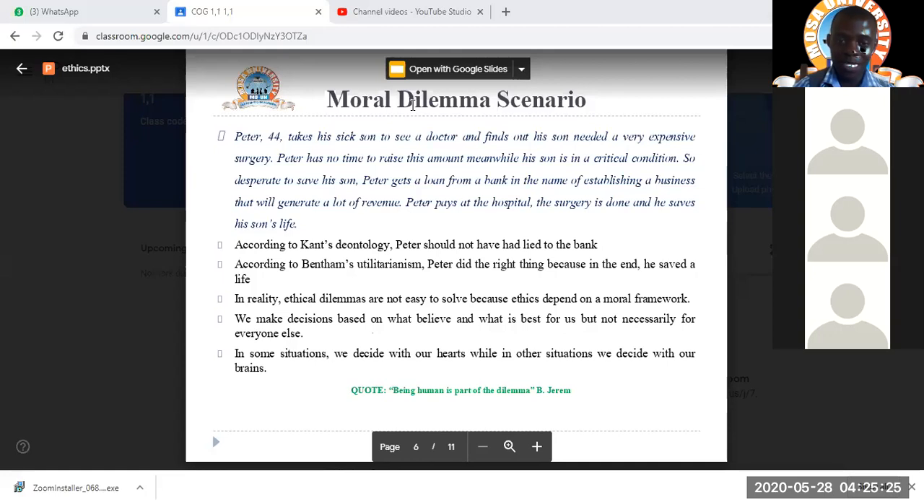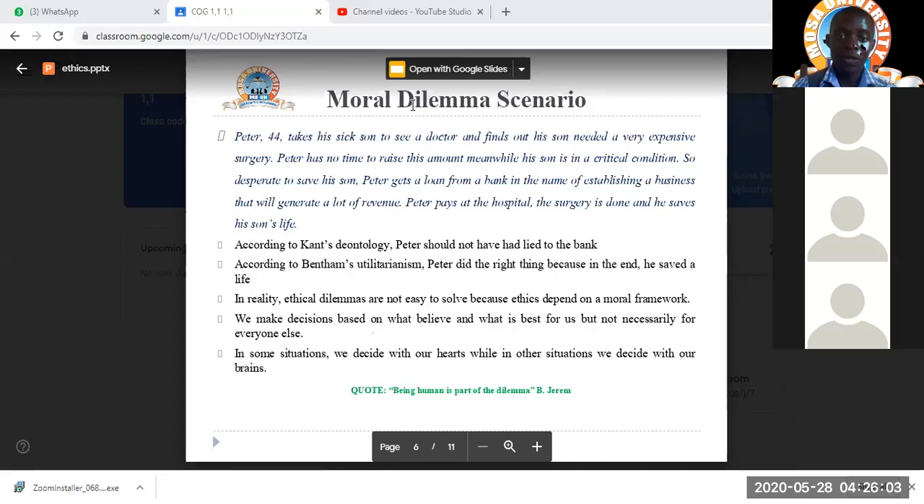So now deontology is explaining to Peter to say you should not have told lies to the bank. It is wrong to tell lies. But utilitarianism is telling Peter to say you did the right thing because in the end you saved a life. So in explaining this, what we mean is that deontology is good because it follows the book, but it may not be applicable in reality. In this case, Peter is a parent, and the one that is sick is his only son. He has no wife. He cannot allow his son to die.